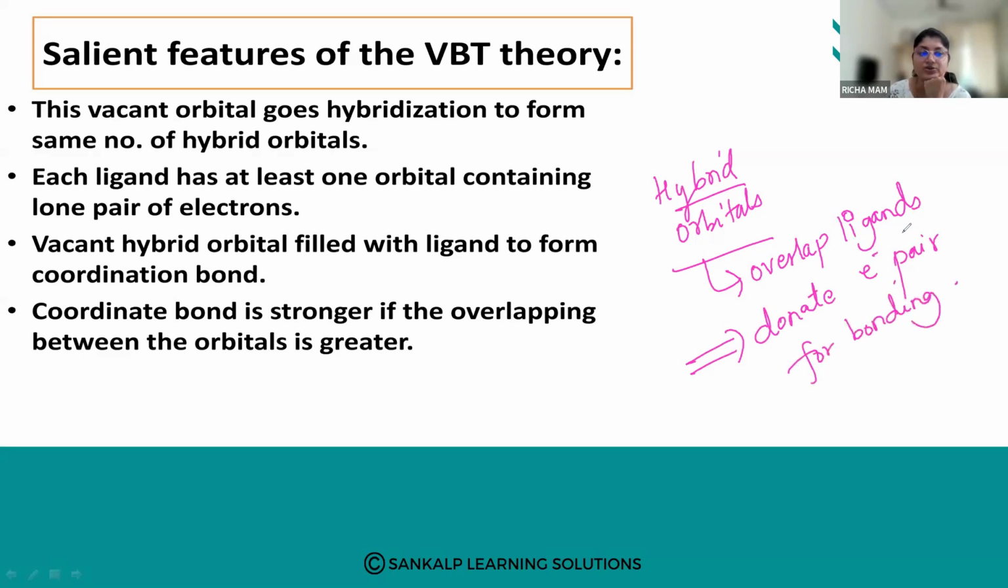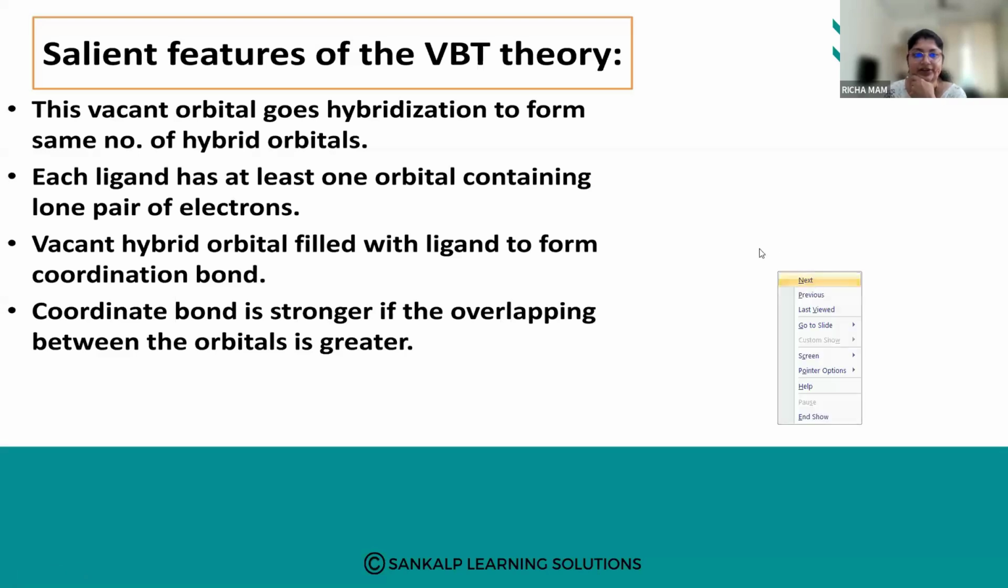So what is happening here? The hybrid orbitals will overlap with the ligands, and these ligands will donate the electron pair for bonding. So this is the next point: the vacant orbitals are filled by the ligands and they form the coordination bond. Metal and ligand form a bond, and this bond is called the coordinate bond.